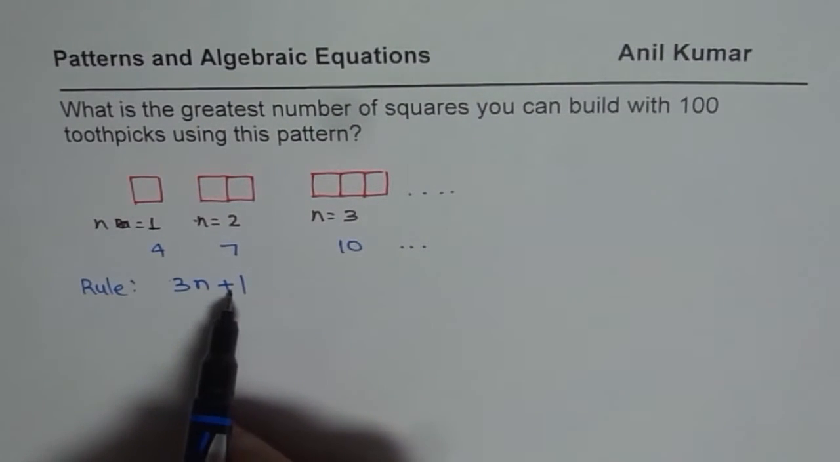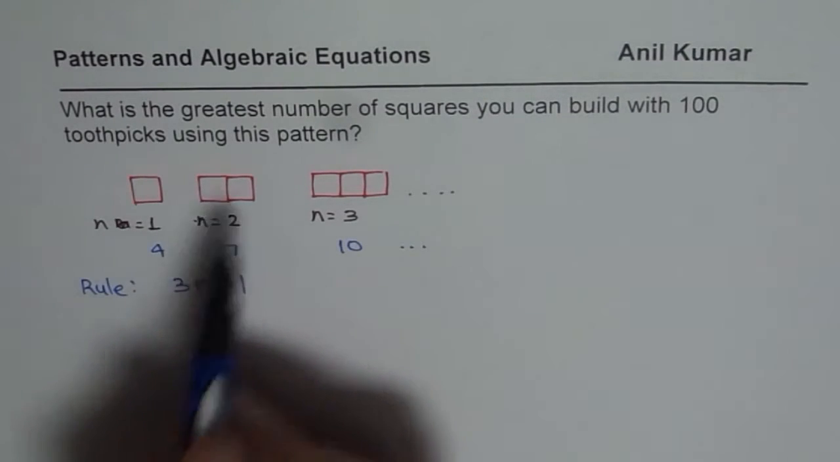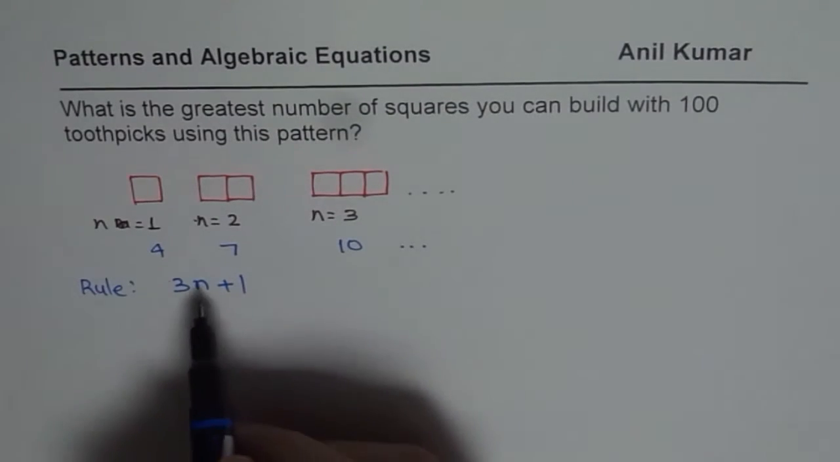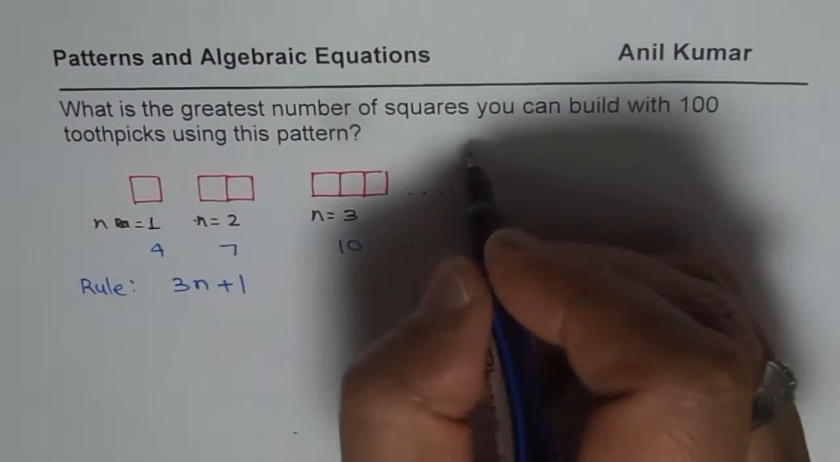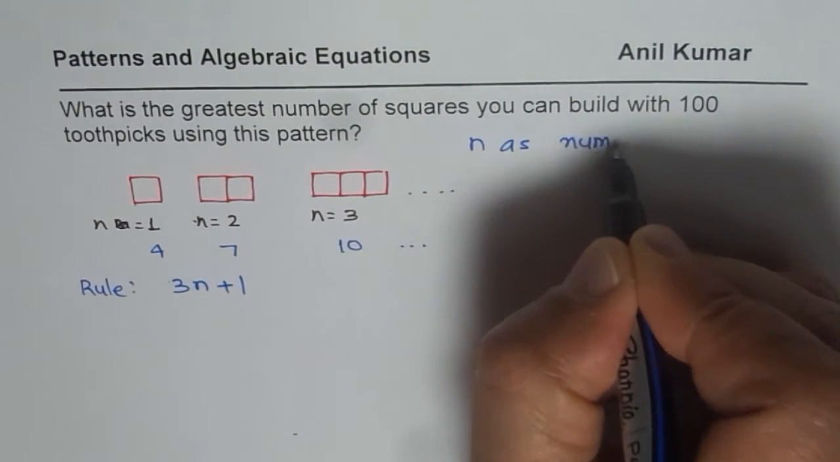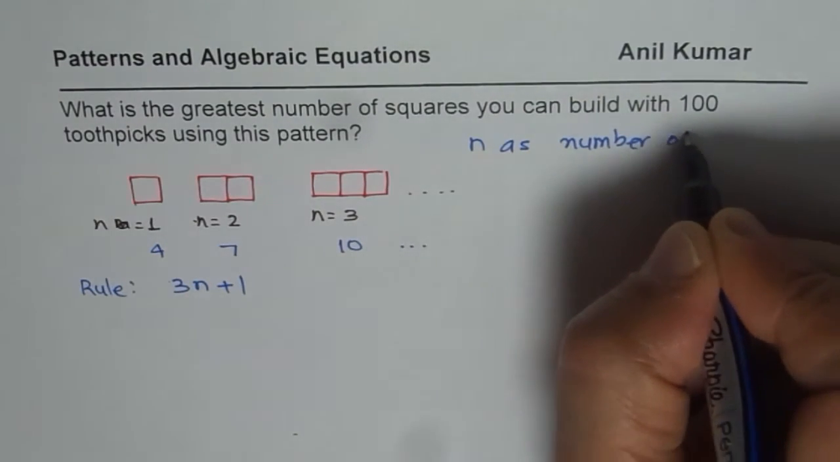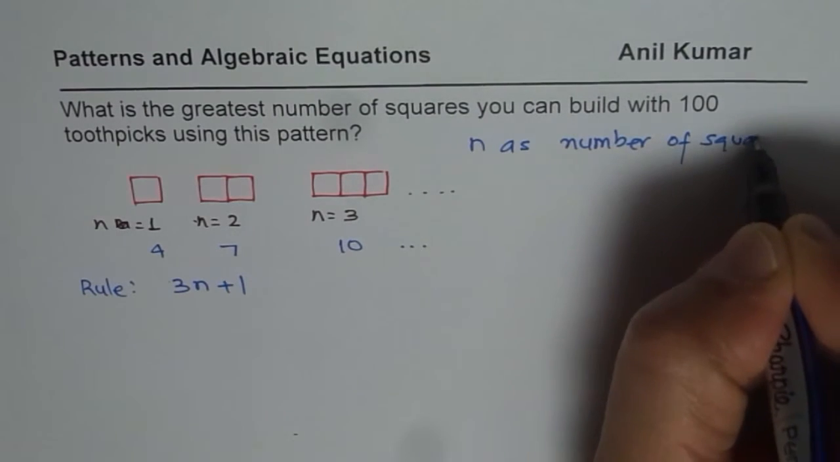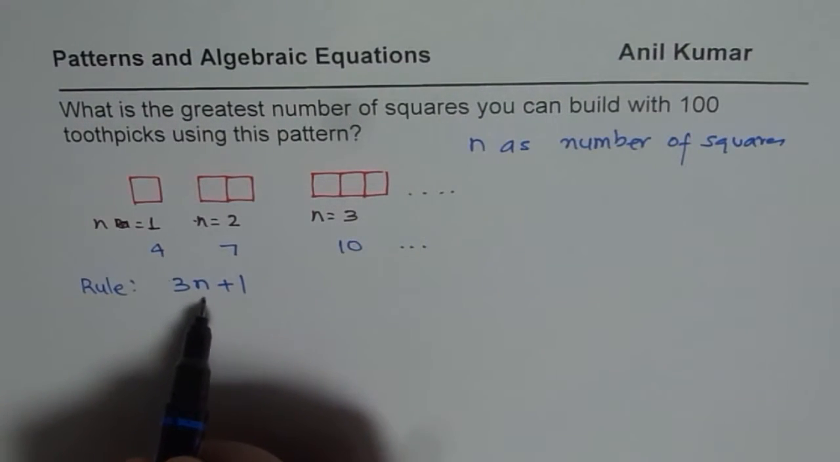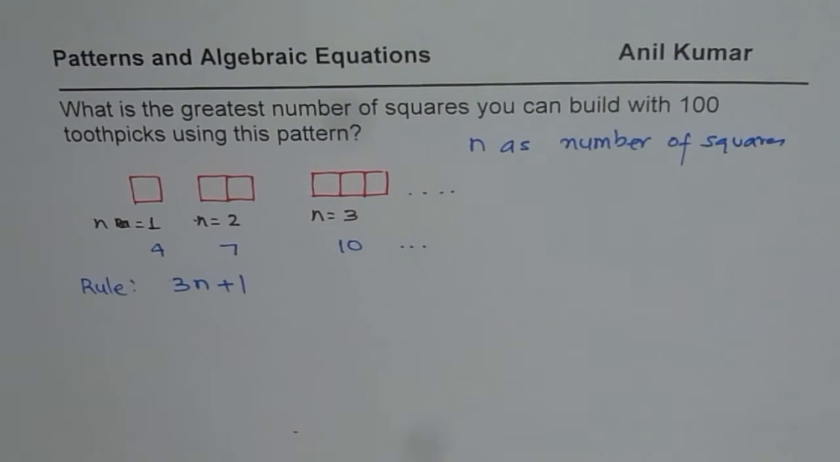So this rule helps us to find the total number of toothpicks used for the number of squares. So n for us is the number of squares, right? So if n is the number of squares, then the rule for the number of toothpicks is 3n plus 1. So that is the expression.